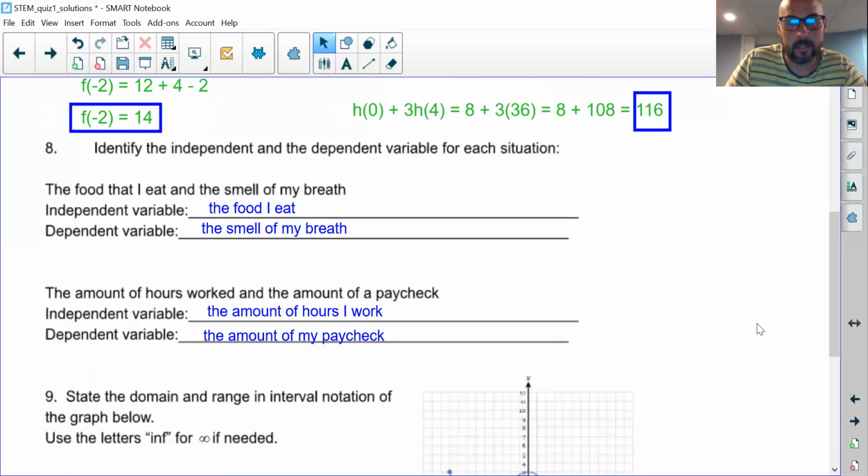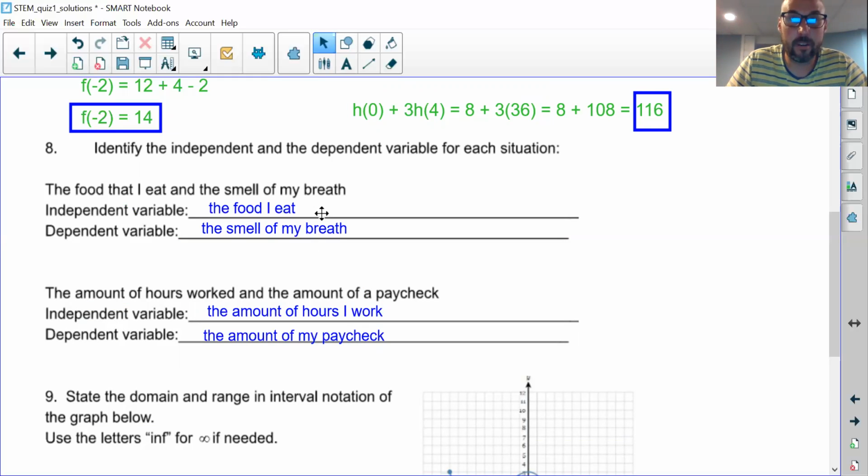Independent and dependent. Remember, independent begins the chain reaction. Usually it comes first in a sequence of time, but it is the independent. It comes first, and the range element, the dependent, is a consequence of the independent. So the food I eat will influence the smell of my breath. The smell of my breath is a consequence of whatever I just ate.